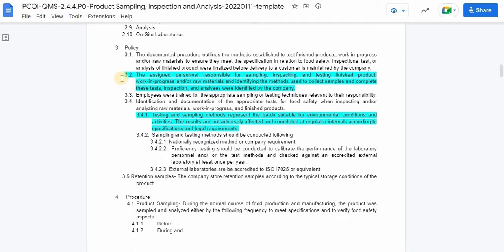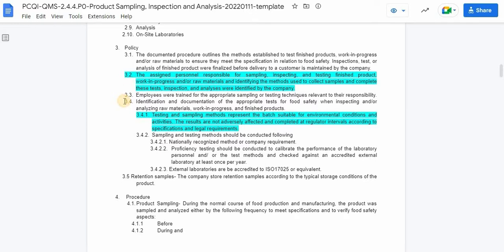Second, the assigned personnel responsible for sampling, inspecting, and testing finished product, work in progress, and/or raw materials, and identifying the methods used to collect samples and complete these tests, inspection, and analysis were identified by the company. Third, employees were trained for the appropriate sampling or testing techniques relevant to their responsibility.